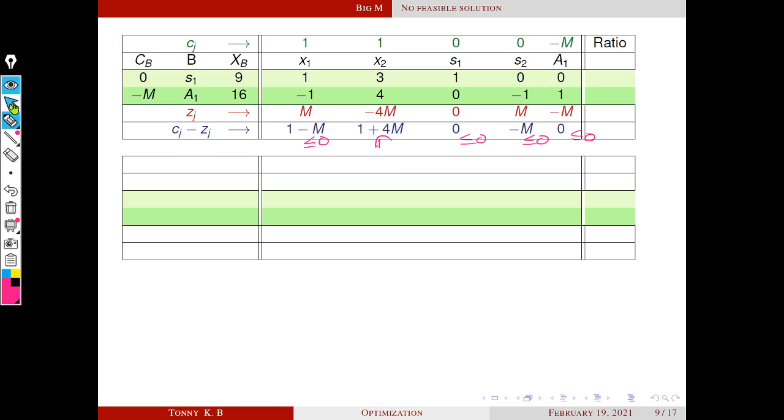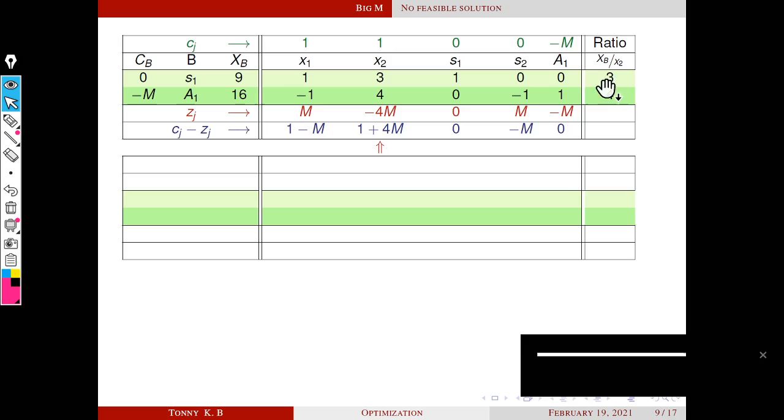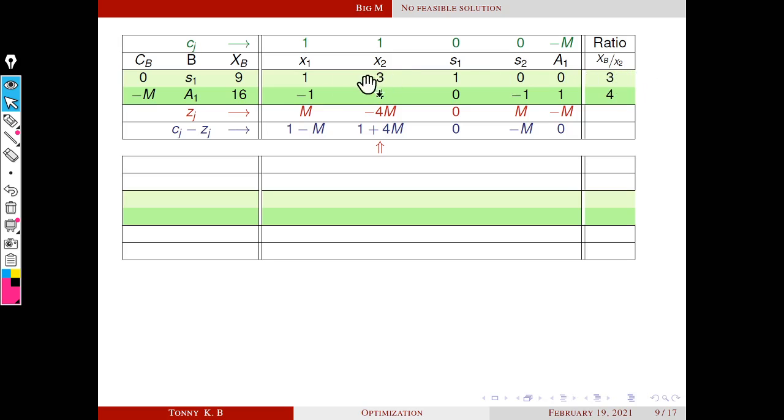So next we have to find the ratios. So ratios are 3 and 4. We choose the minimum. So this 3 is our pivot element. So s1 will leave the basis and x2 will enter the basis. So what is the change? Here it is x2 and its cost is 1. Then we have to convert this 3 as 1 by dividing this row by 3.